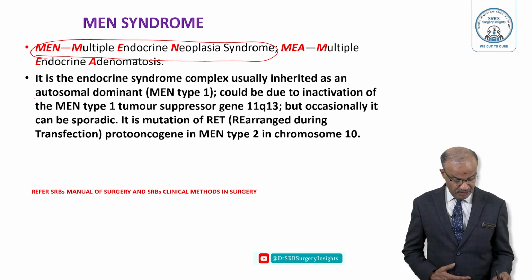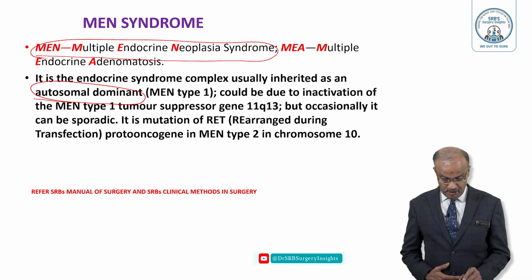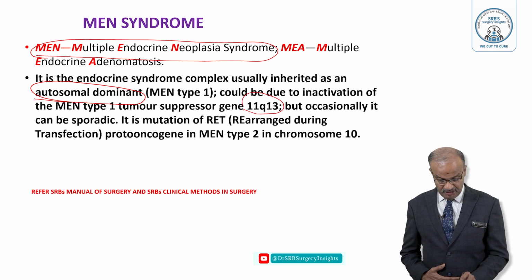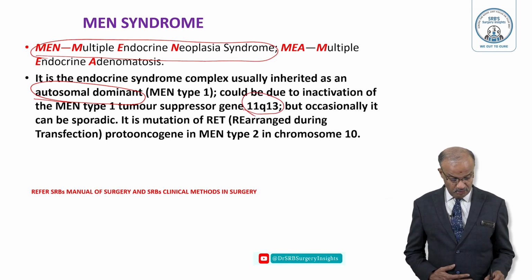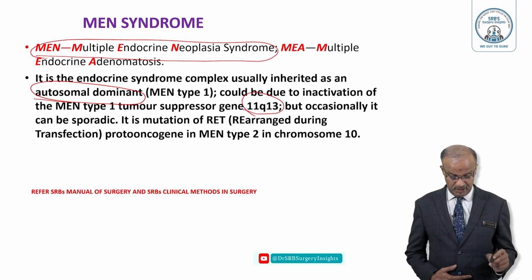It is inherited as autosomal dominant. That is also important. It could be due to inactivation of the MEN type 1 tumor suppressor gene. Mainly the type 1 gene is on chromosome 11. That is important. Again, an MCQ may be asked. It can be sporadic occasionally. Commonly, it is inherited, autosomal dominant, not recessive.